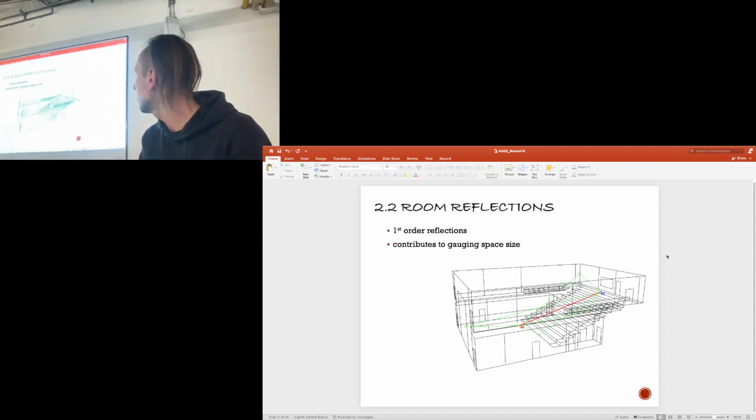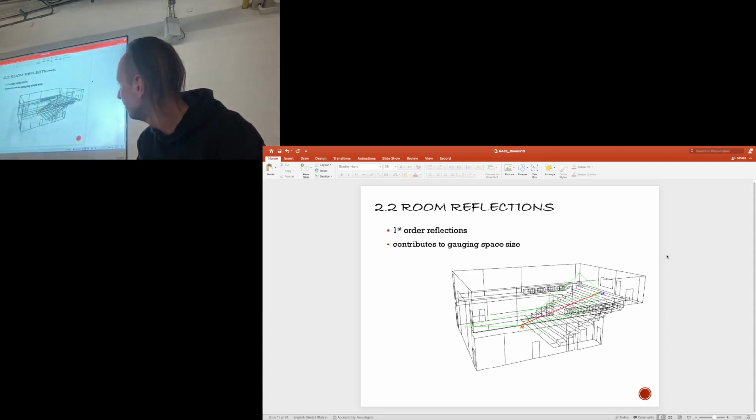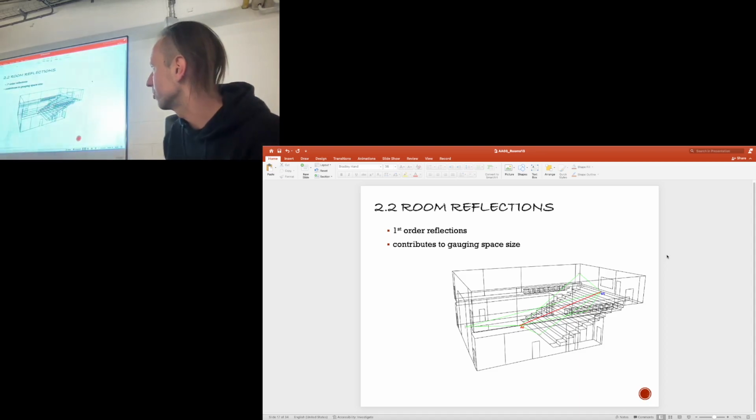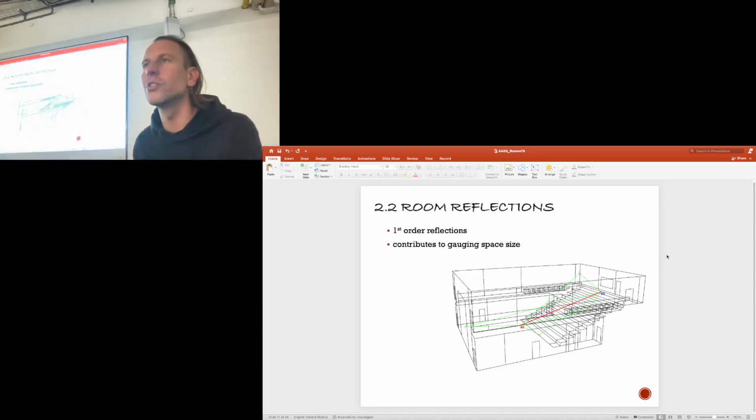So I have a red dot, which is the source. I have the blue dot, which is the receiver. The red line is my direct sound path. And then the green paths are reflections. And the first order reflections are the ones that have met a single boundary on their way, not back, forward to the receiver. So how many?